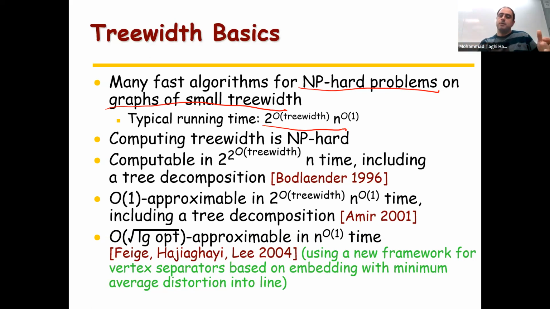So for many NP-hard problems on graphs of small Treewidths, you can actually get a polynomial-time algorithm. Why? Because in general, if the Treewidth of the graph is small, then the running time of this dynamic programming, which is a generalization of the dynamic programming that you do on trees, would be 2 to the order Treewidth times n to the order 1. It means that if the Treewidth is bounded by some constant, and actually in lots of cases even log, even Treewidth up to log, you can still solve the problem in polynomial time.